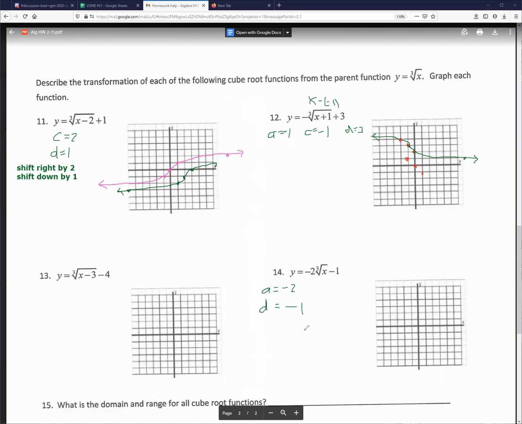All right. So let's figure out what we're doing here. We've got shift vertically down by 1. We've got a stretch vertically by a factor of 2. And we've got a vertical flip. All right, so I'll use the policy I used on the last one, which is to say that our parent function was here. We're going to do a flip and a stretch by a factor of 2. We'll do that first this time.